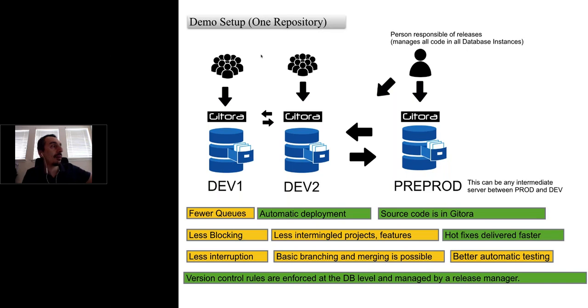This is my demo setup. I'm going to have a dev1 database. I'm going to have a dev2 database. And I'm going to have a pre-prod database. This pre-prod database basically represents any staging environment you have before you go to production. Basically, it's going to be all the same step over from that point on, from the pre-prod point on.